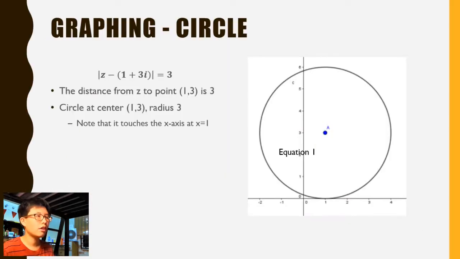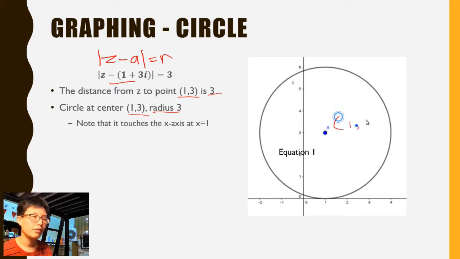So when you see this graphing, when it takes the form of a circle, it looks like this. So what you need to do is break it down. We have our formula, which is |z - a| = r, right? In this case, a is 1 + 3i, which in the form of coordinates is (1, 3). And what is r? r is 3. So the center is at (1, 3) and the radius is 3. You kind of need to know that. So here we have our center (1, 3), and the radius is 3.